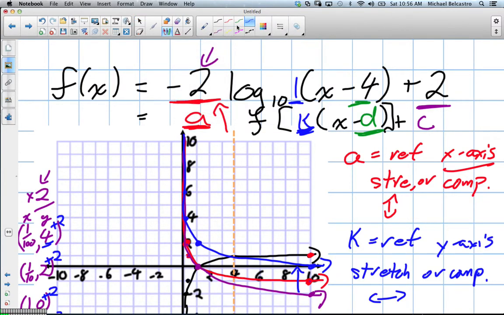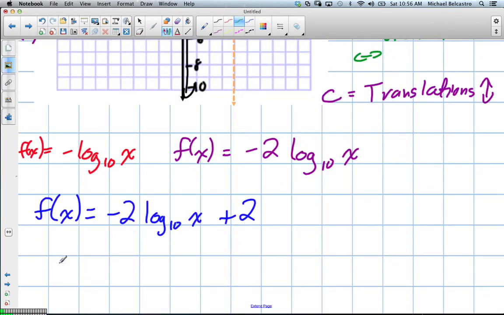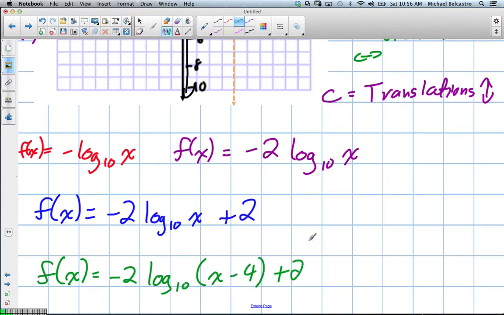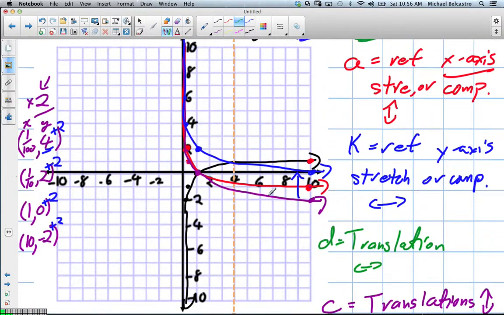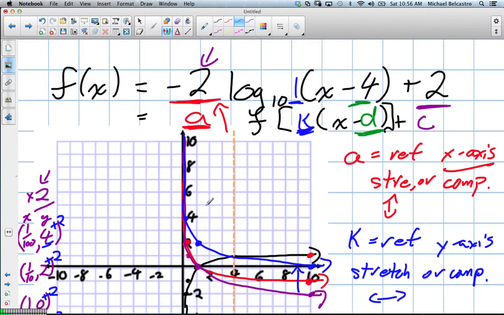So this will be our final answer. We'll do it in green here, and we'll write it out. The one we write in green is going to be our f of x equals negative 2 log base 10 of (x minus 4), plus 2 at the end. So we take all of our x values. The 1/100th we had at the value of 6 is going to be moved over to 4 and 1/100th. We're going to add 4 to all of these values, right?